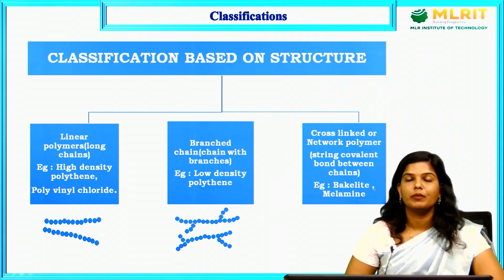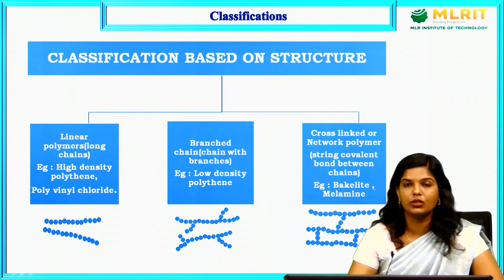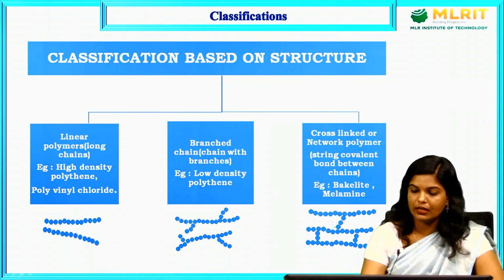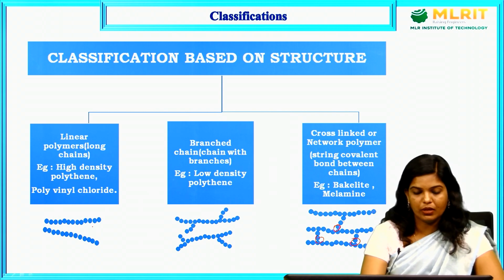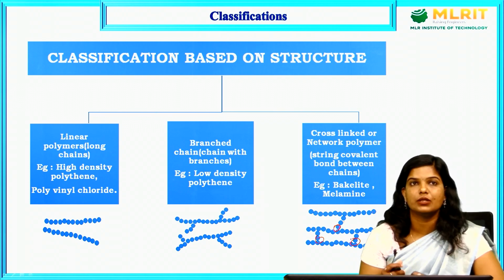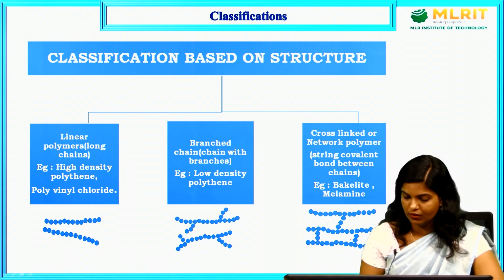So all these are the classifications based on structure: linear polymers, branched chain and cross-linked or network polymers. This is how cross-linked or network polymers will be. It has cross-linking so that attack from the outside is difficult, so it is very strong. This bonding is so strong that it cannot be broken. Sideways it can be attacked, fine, that happens, but this bond cannot be broken. So it is very strong, it can withstand higher temperatures also, and it can be used in many applications where strength is needed.